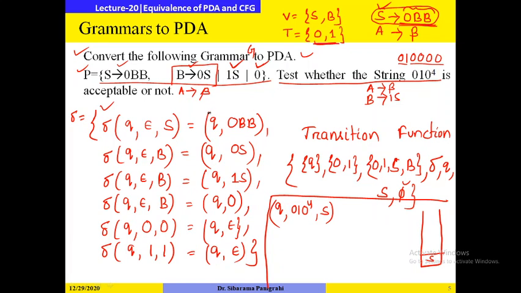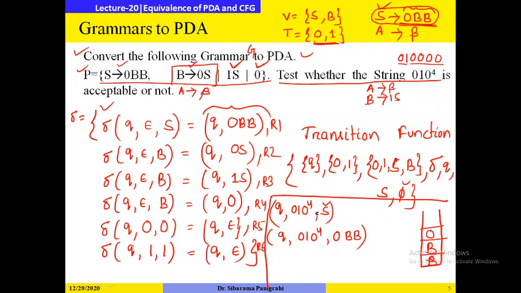I will go through Q of 0, Q comma 0BB. So instead of S, I will insert 0BB. Here I will pop S and insert 0BB, so now my stack has 0BB. So here I write Q, 0, 1, 0 to the power 4. Let me write the names of these rules: rule 1, rule 2, rule 3, rule 4, rule 5, rule 6.